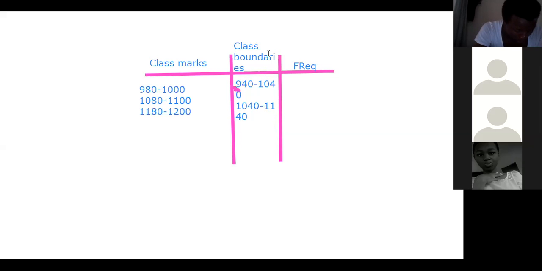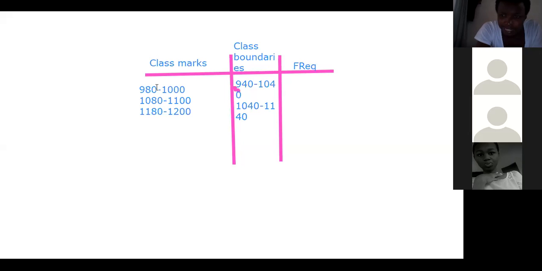Now here I'm going to talk about class midpoint or mid value. With a class midpoint or mid value, it's normally half, in brackets, the lower class limit plus the upper class limit. So looking for the midpoint or the mid value, you add these two, then you divide by 2.